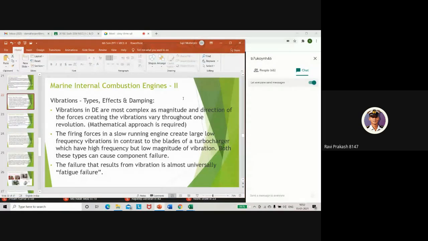The example you can give is to take a short rope. If you twist that rope, you will see that the rope has shortened marginally. And if you untwist it, it becomes a little longer. So continuous torsional vibration, which causes a shift in the two faces of the ends of the shaft, will bring about shortening and lengthening of the shaft, giving rise to axial vibrations. Now, vibrations in diesel engines: this you know because I have explained to you the number of forces that create the vibrations, and they vary throughout one revolution. And for this, you need a mathematical approach.